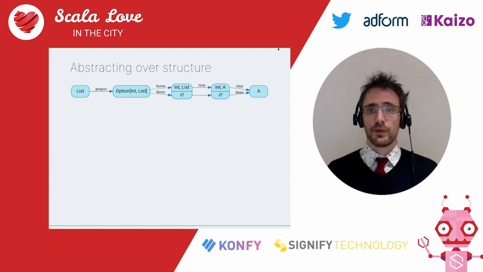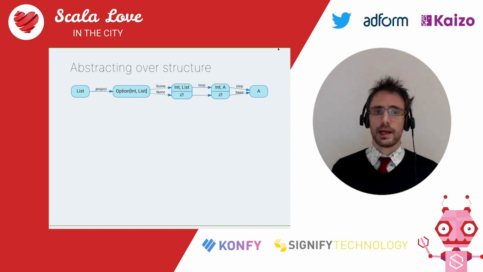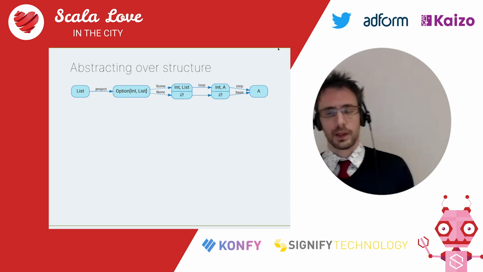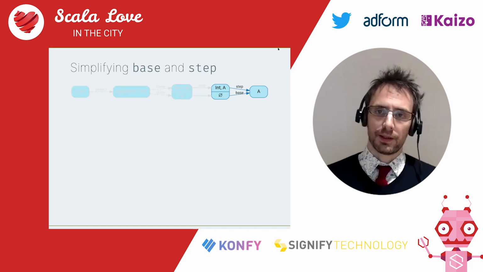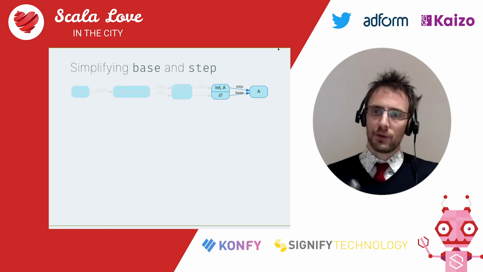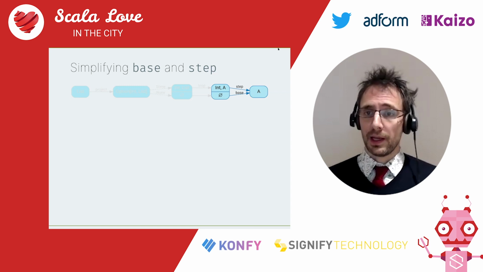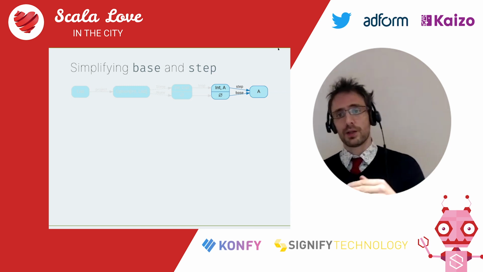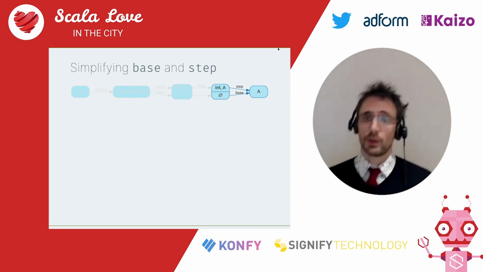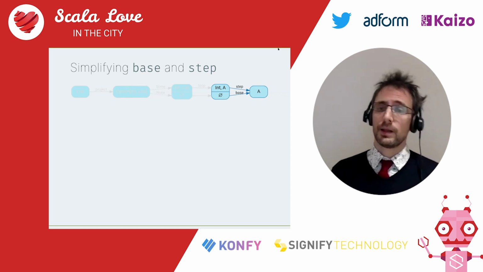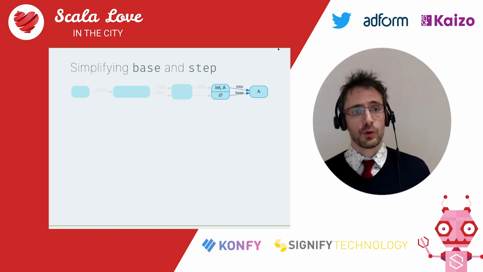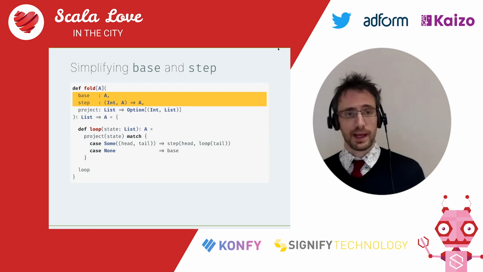So does option of head and tail appear anywhere else in that diagram? Well, in a way, if you squint, it does here, because step is a function from a head and a tail to an A, and base, in a way, is a function from nothing to an A. So clearly, step and base look like the two branches of a single function that goes from an optional head and tail to an A. We can make that more concrete. We can try and merge base and step.